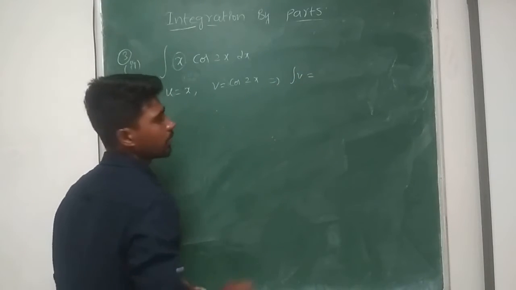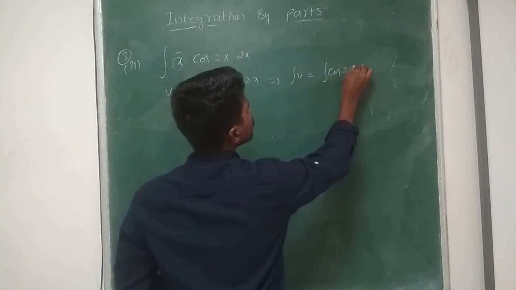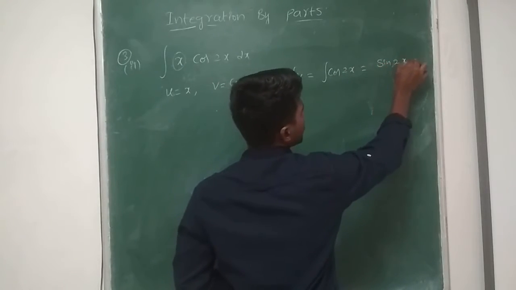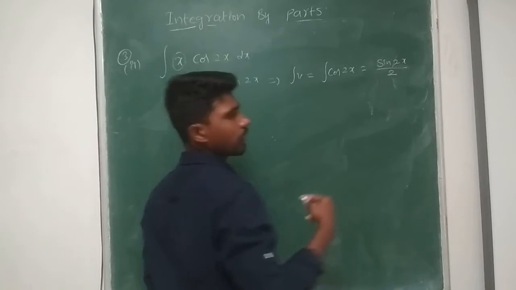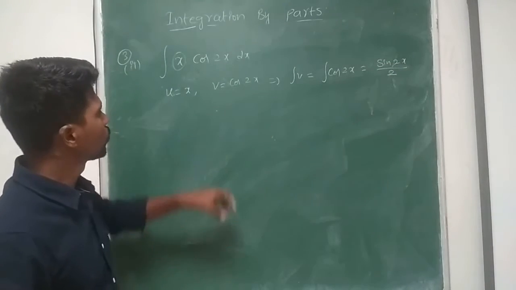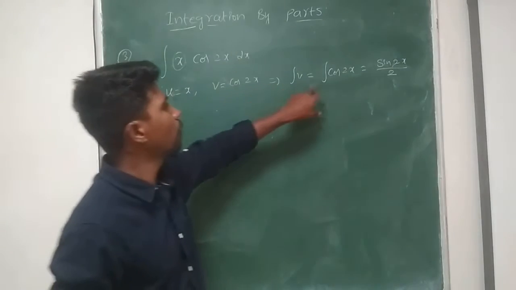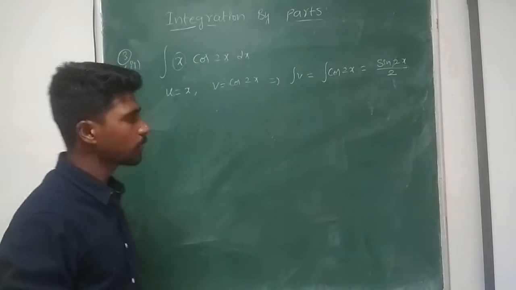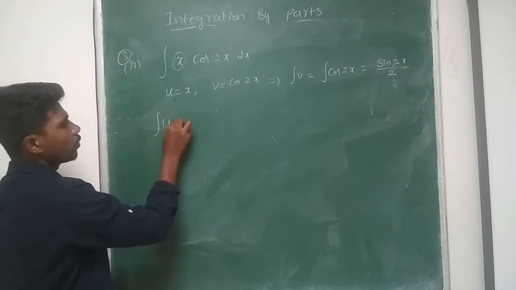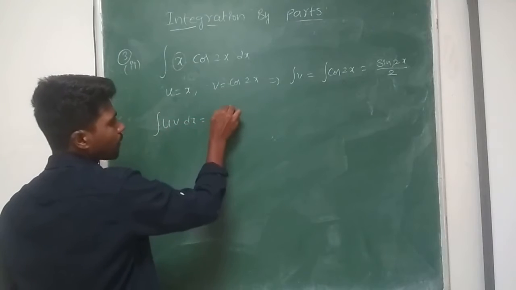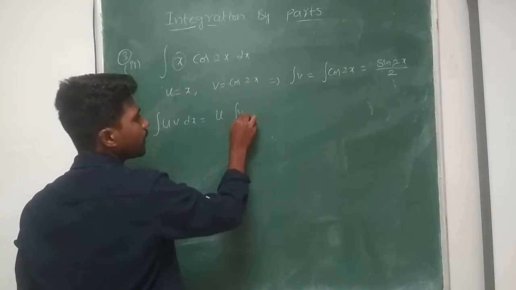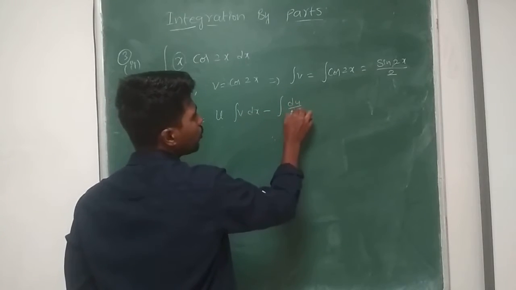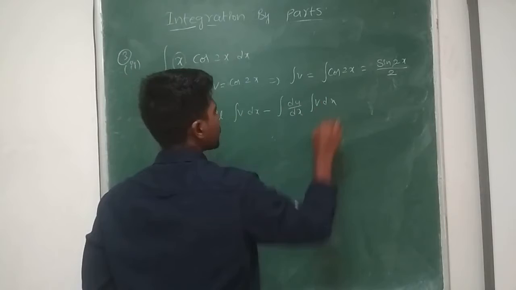If v is equal to cos 2x, you can find integral v alone. So what is integral cos 2x? Sin 2x by 2. The constant, as I said, we can add at last. So I have u, I have v, and I found integral v also. Next, substitute in the formula. What is the formula? Integral uv dx equals u into integral v dx minus integral of du by dx into integral v dx.